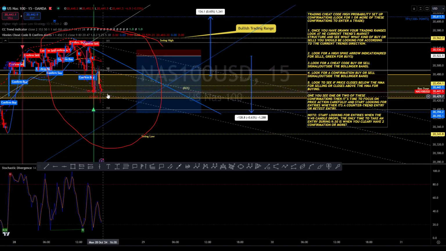Price could very well come down and test this area again. That'll be the next couple of things that I'm gonna be looking for.